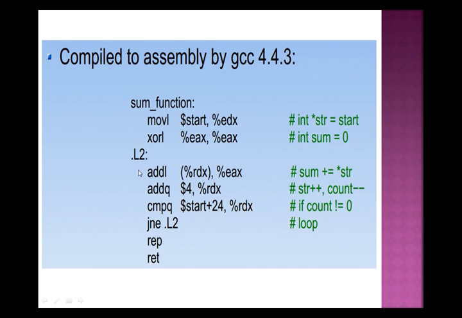Then this is your L2, which is how to add the operations. These are the multiple steps: addl, addq, compare, then jne L2. JNE means jump to L2, then repeat, and then return. Why does it jump to L2 again? Because it is a loop, and there are multiple iterations. So it jumps to L2 again and again, and then there is a return output.